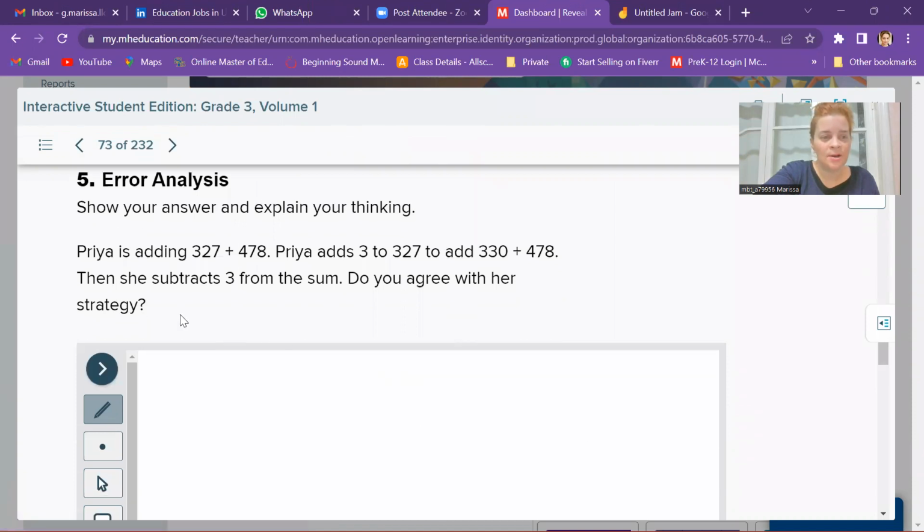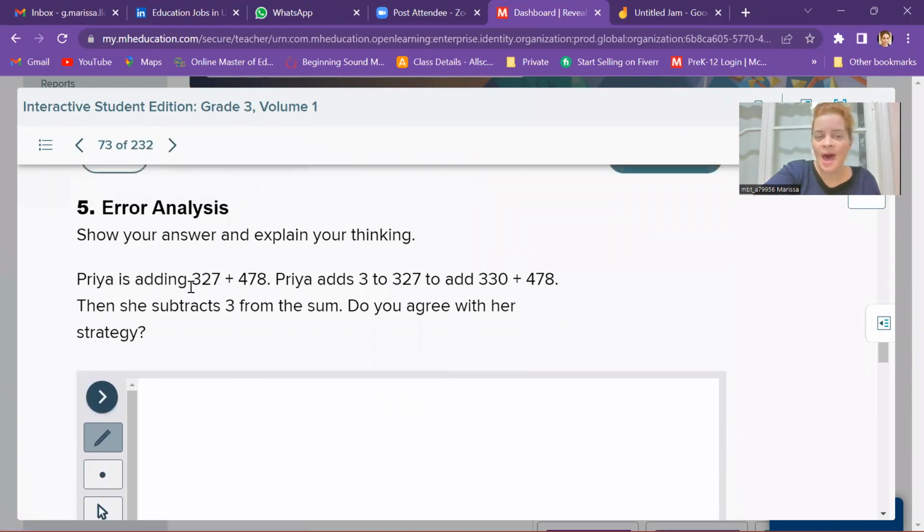Now it says here, Priya is adding 327 plus 478. Priya adds 3 to 327 and to add 330 plus 478. Then she subtracts 3 from the sum. Can she get the same answer if she subtracts 3 from the sum?